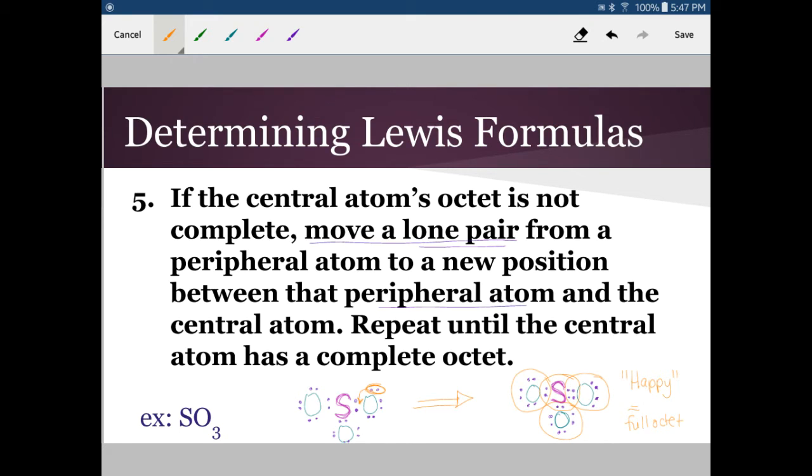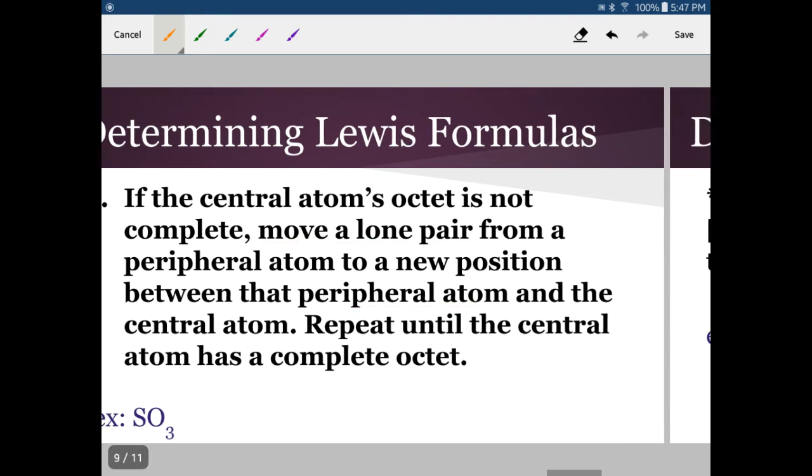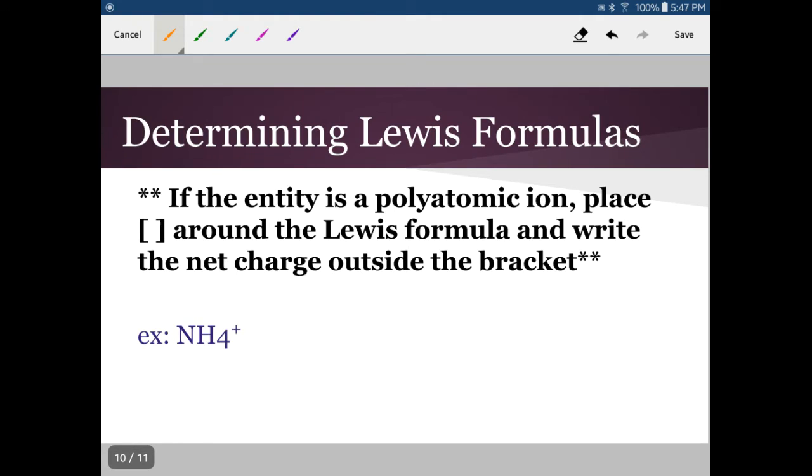Like we see here, everything is happy in our sulfur trioxide as long as we share these electrons that we bumped in from one of our oxygens. It doesn't matter which oxygen you chose to do that. If you chose a different oxygen on the bottom or on the left-hand side, that's no problem. It's all the same.